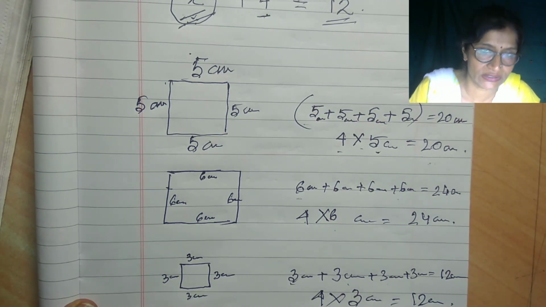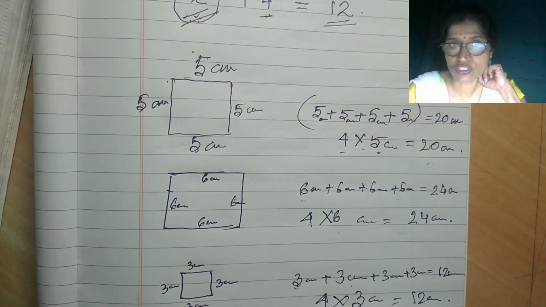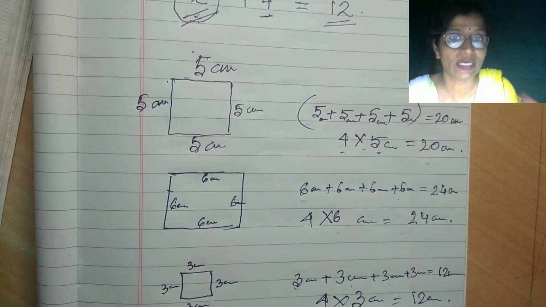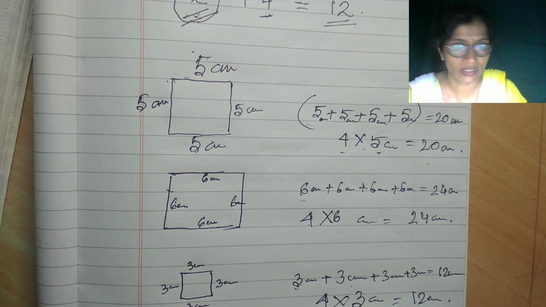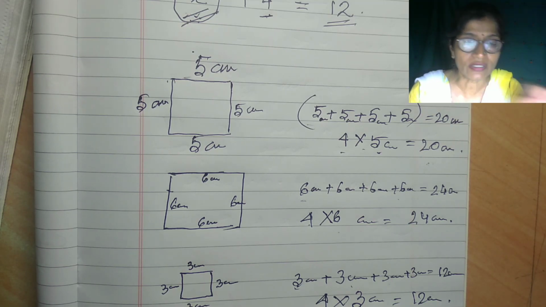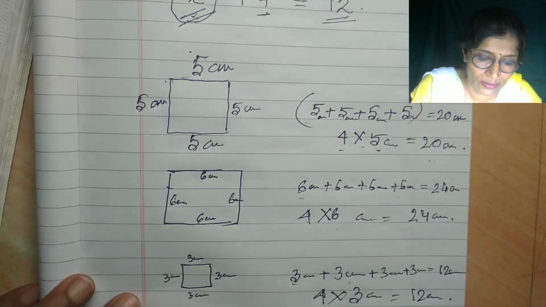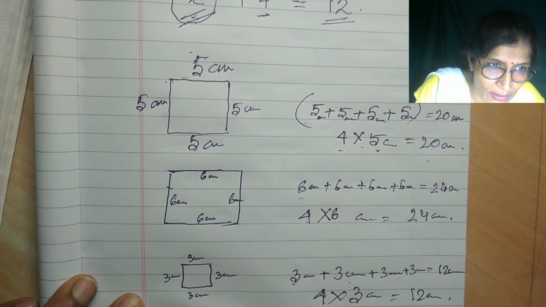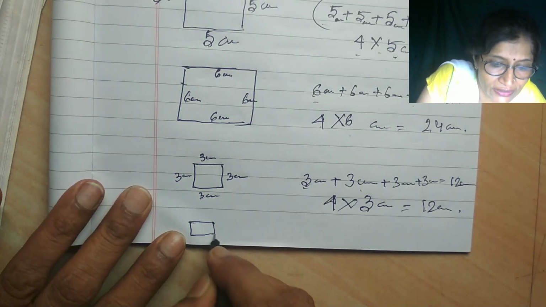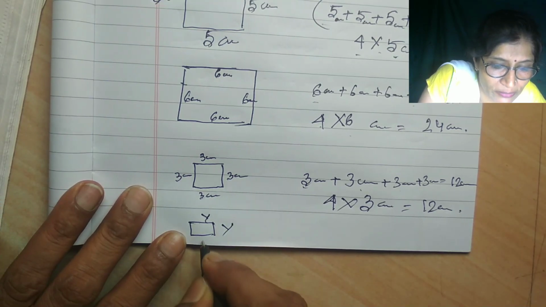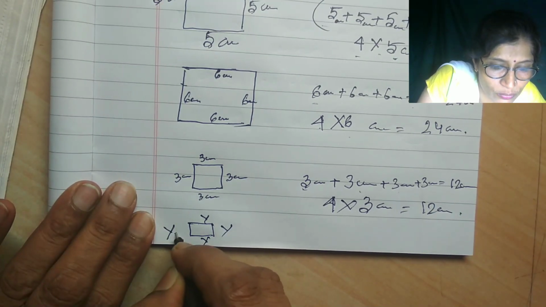And suppose I said to you that a square is there and the length is unknown to me. Maybe the length of each side is y centimeter. Then in that case, this is the square and each side is y centimeter. This is y centimeter, this is y centimeter, and this is also y centimeter.